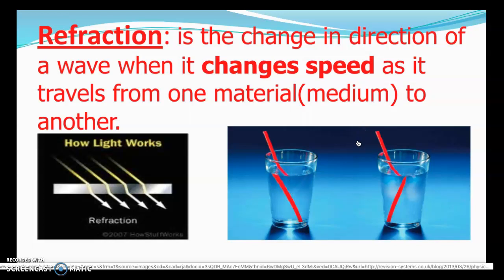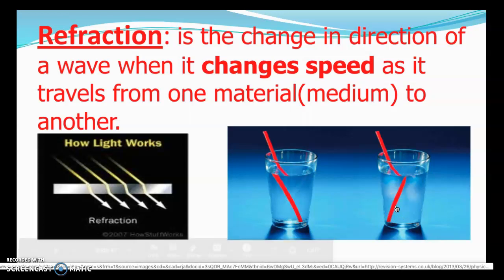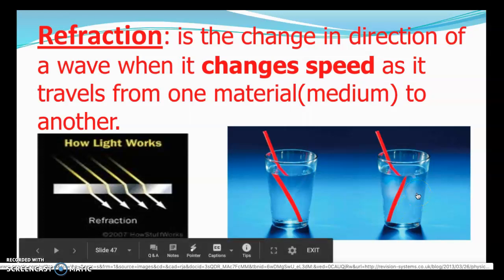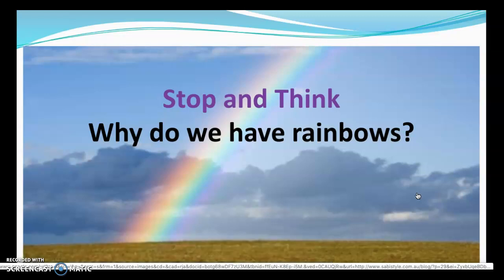But what you should know is the more dense that medium is, the more the index of refraction is. So it's going to bend it even more, to the point that it could actually look like it's completely bent. Even though it's the same exact straw, this must be a much, much more dense liquid. Can you take a stop and think for a second? How does that explain why we have rainbows?